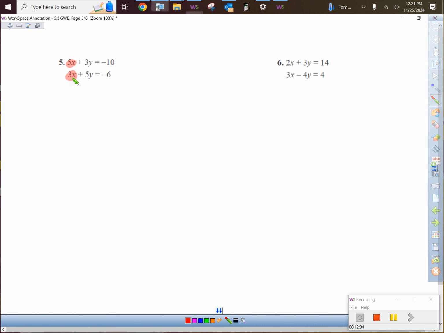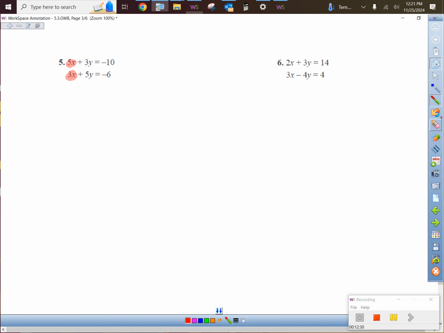What would be the least common multiple between a 5 and a 3? Like if I wrote out all my multiples of 3 and I wrote out all my multiples of 5, what would be the smallest number on both lists? 15. So here's our goal. We've got to turn one of them into a 15x, and the other one has to be a -15x. Are you with me on that?